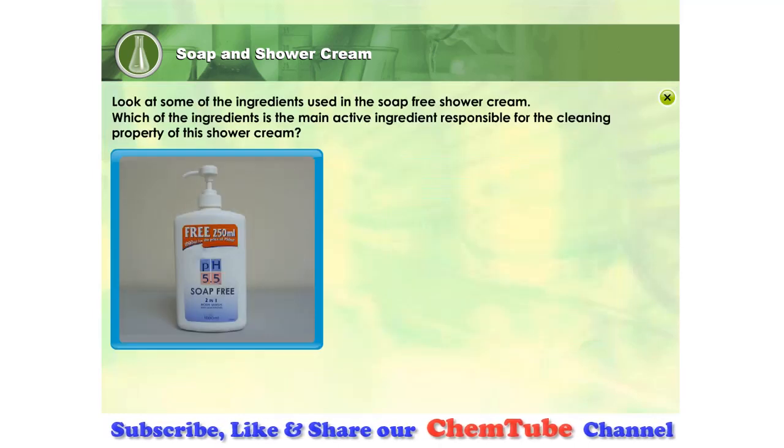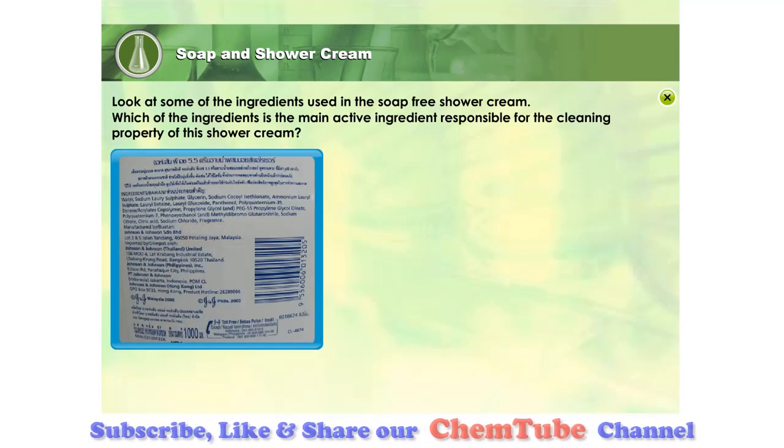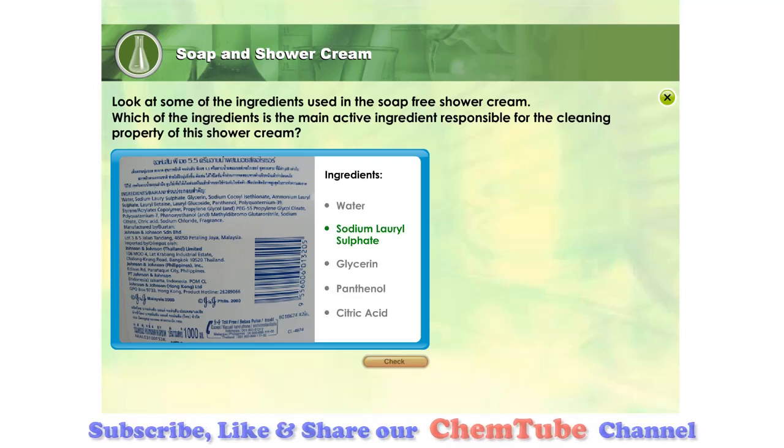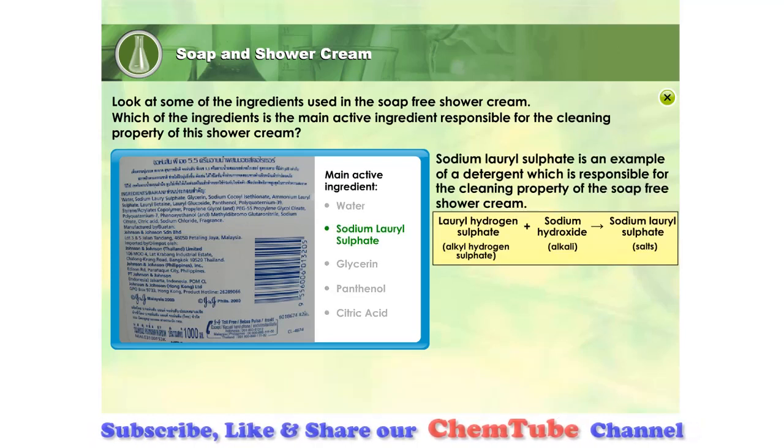Look at some of the ingredients used in the soap-free shower cream. Which of the ingredients is the main active ingredient responsible for the cleaning property of this shower cream? Sodium lauryl sulfate is an example of a detergent which is responsible for the cleaning property of the soap-free shower cream.